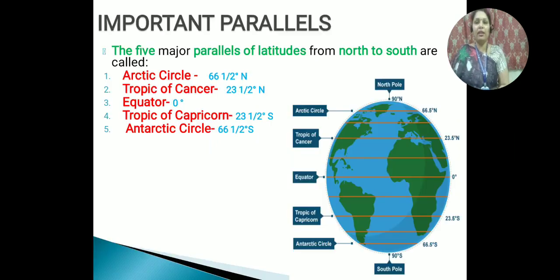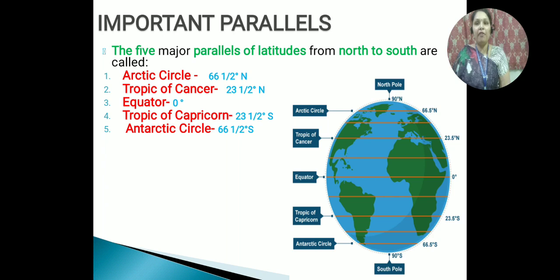Now going further, there are some important parallels also. As we mark 1 degree, 2 degree, 3 degree latitude, 10 degree north, 20 degree north, 30 degree north, in the same way we mark it in the southern hemisphere also: 10 degrees south, 20 degrees south, 30 degrees south, and so on. But there are some important parallels which are to be remembered. What are those important lines of latitude?